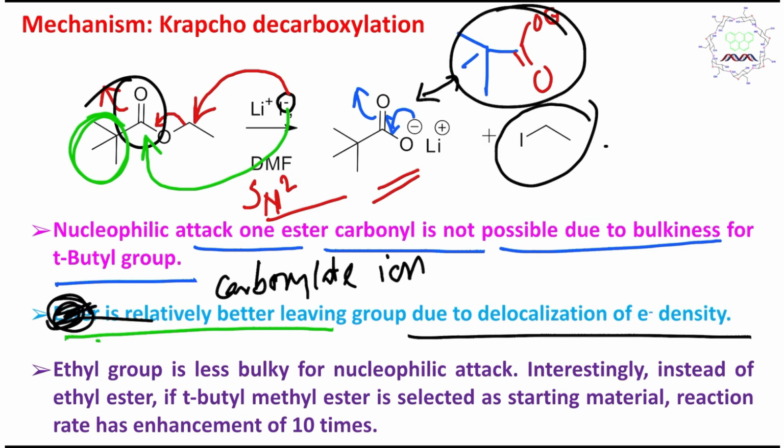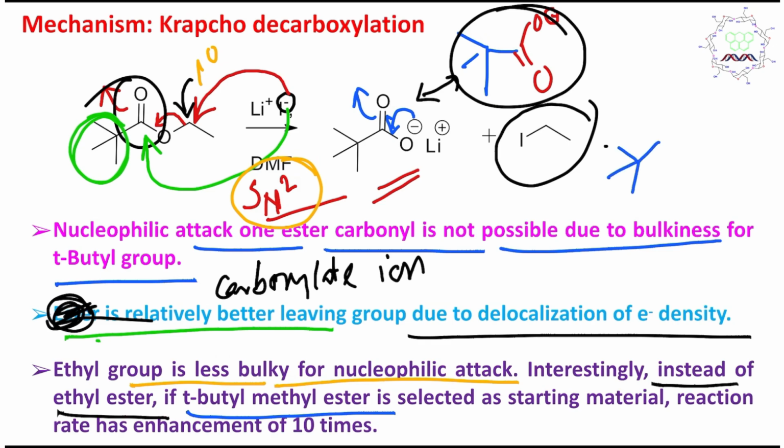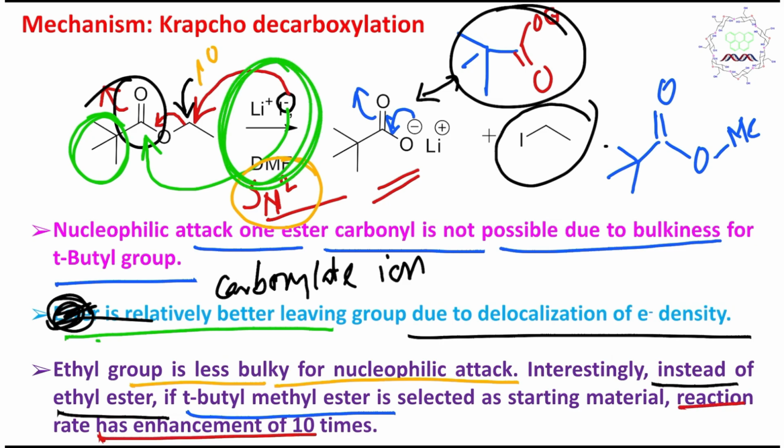Okay, and the third point is this ethyl group is less bulky for nucleophilic attack. We know that nucleophilic attack or SN2 type reaction happens in a better way at primary substituted centers. So in this case, this ethyl carbon is a primary center, so SN2 reaction or nucleophilic attack is preferred. And interestingly, instead of the ethyl ester, if we take the tert-butyl methyl ester, OMe, and you provide the same reaction conditions, then the reaction rate enhances actually 10 times.